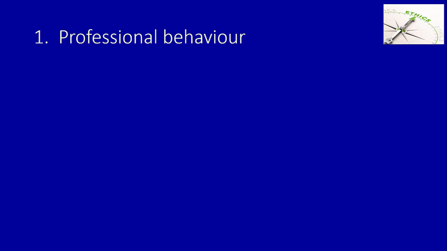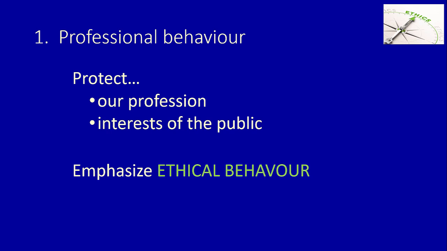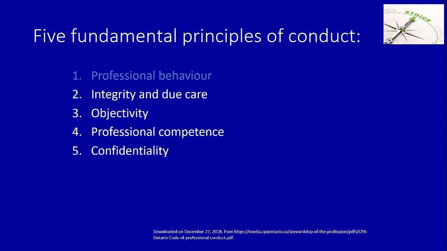This means that, at all times, we will act in such a way as to protect the reputation of our profession and protect the interests of the public. It also requires us to pursue a reputation of professional excellence, meaning we strive to be at our best at all times. This fundamental principle specifically requires that accountants emphasize the importance of ethical behavior. Those words, ethical behavior, are a part of the CPA Code of Professional Conduct. The remaining 4 fundamental principles tell us exactly how we can be sure we do exactly that.